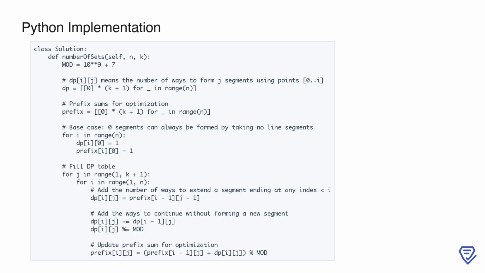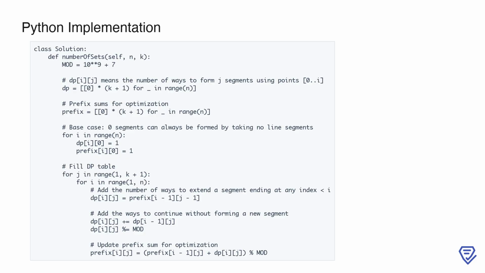Next, we define a 2D list dp, where dp[i][j] will store the number of ways to form j segments using the first i plus 1 points. Similarly, we create another 2D list prefix to optimize our calculations by maintaining prefix sums, which will help in quickly summing up relevant subproblems. To handle the base case, we set dp[i][0] equals 1 for all i, because there is exactly one way to form 0 segments, by taking no segments at all. We also initialize the prefix sums for j equals 0 with the same values, as the prefix array will store cumulative values of dp.